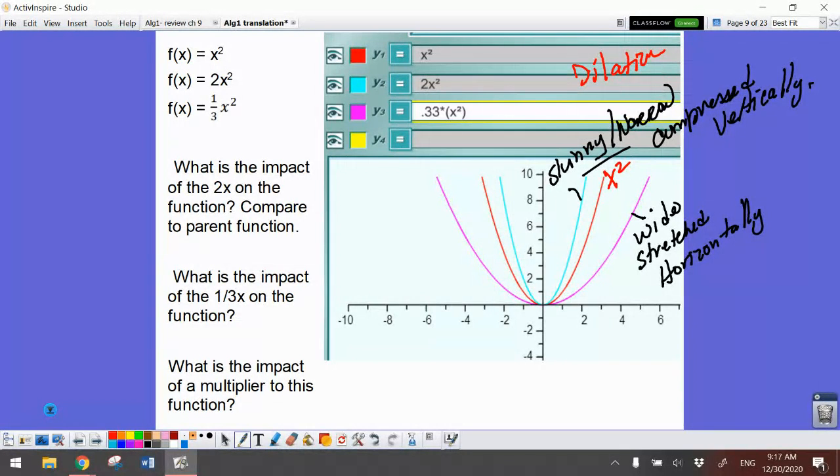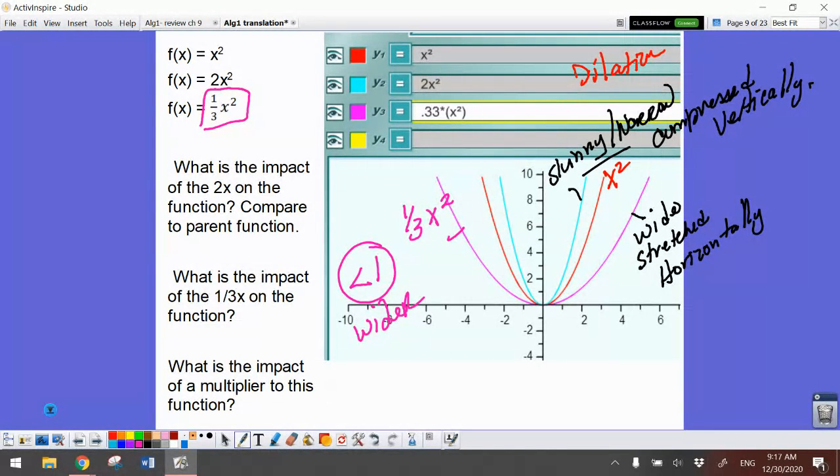Okay, so let's look at what we have in terms of functions. So the purple one, or the pink one, that's this one. So what do you see there? Well, you see a fraction. So this is 1/3 x squared. So if I have a fraction less than 1, it's going to make it wider.